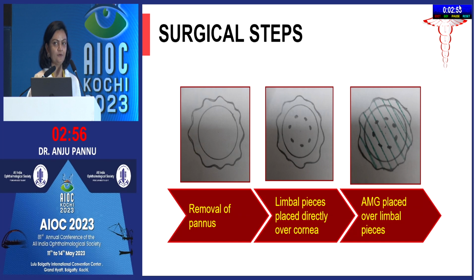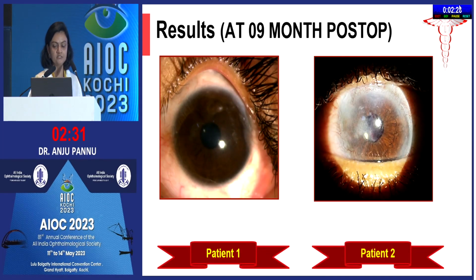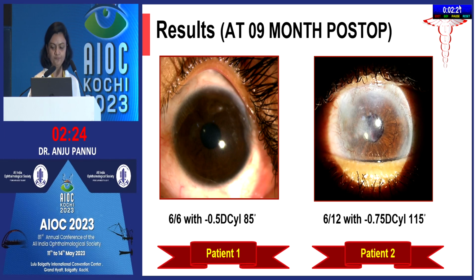The initial step of harvesting the limbal tissue was the same as the conventional SLET technique, but on the recipient eye, initially the pannus was removed and then the limbal tissues were placed over the concerned area. This diagram is actually showing the whole cornea, but in these cases, the limbal tissues were placed over the concerned area, and then the AMG was placed. Since case 1 also had the symblepharon, we used a conjunctival autograft in that area. The results were pretty comparable to the conventional SLET technique with good visual acuity at 9 months post-op.